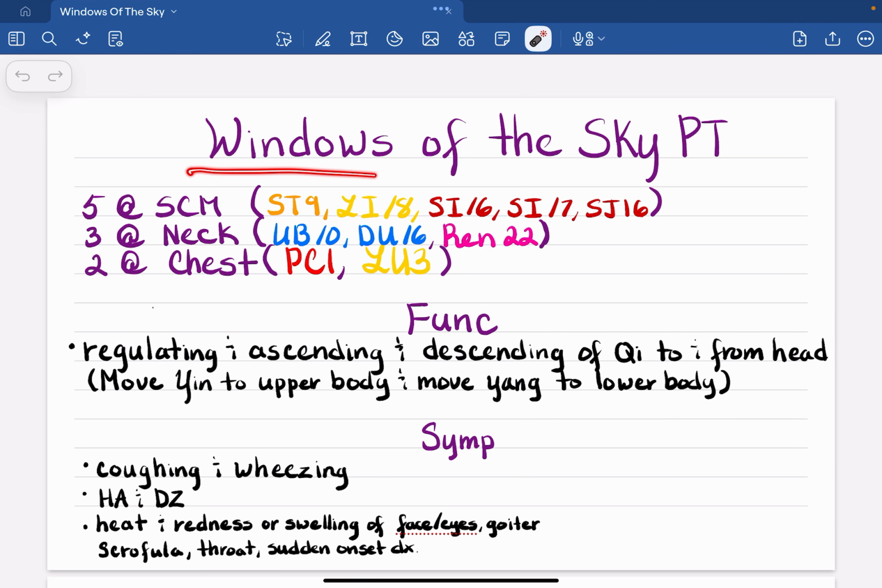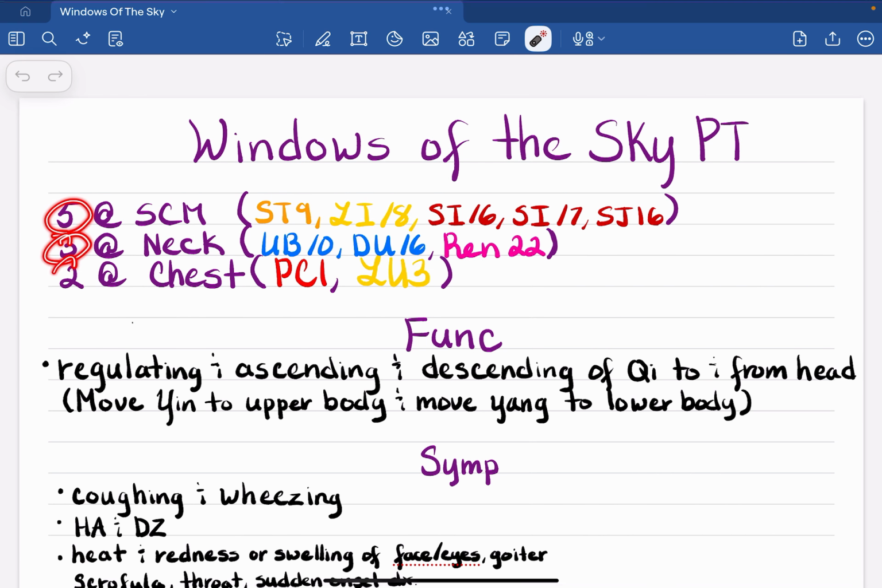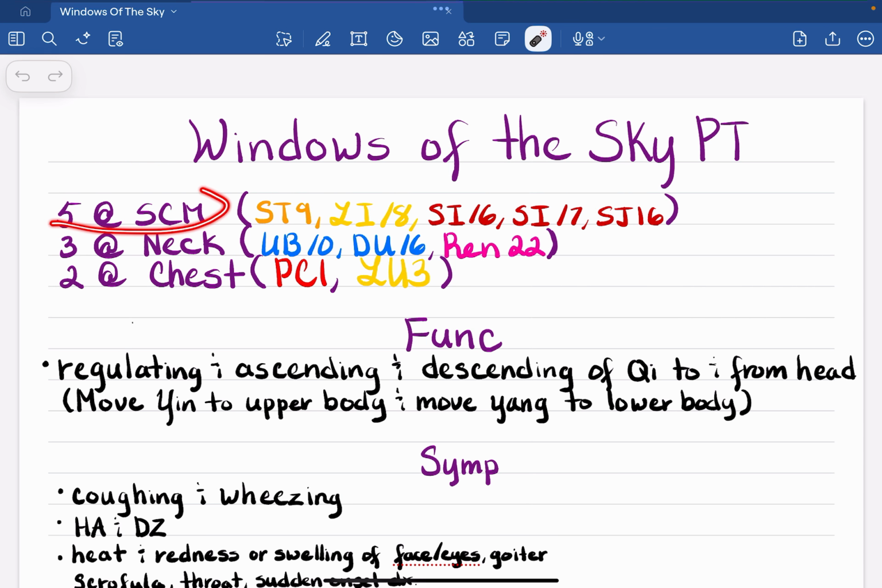So we're going to go over the windows of the sky points. The way I separated this, so that it's easy to recall, there's 5, 6, 7, 8, 9, 10. So there's 10 windows of the sky points. There's 5 at the SCM, 3 at the neck, and 2 at the chest. At least if you remember this, it may actually be helpful, so you'll recall what am I missing. That's the reason why I did it that way.